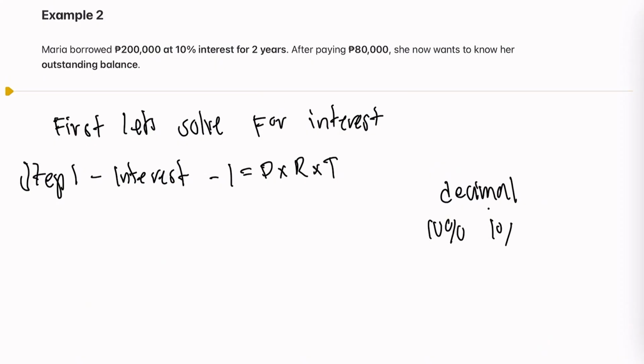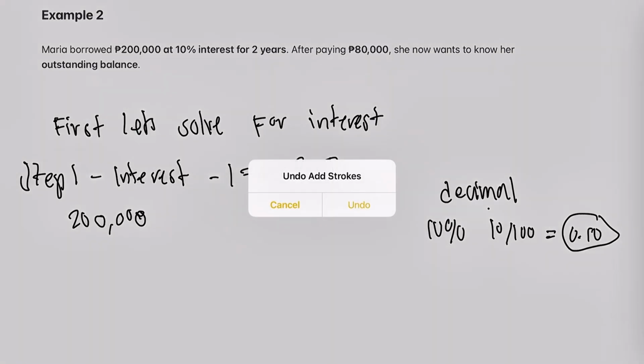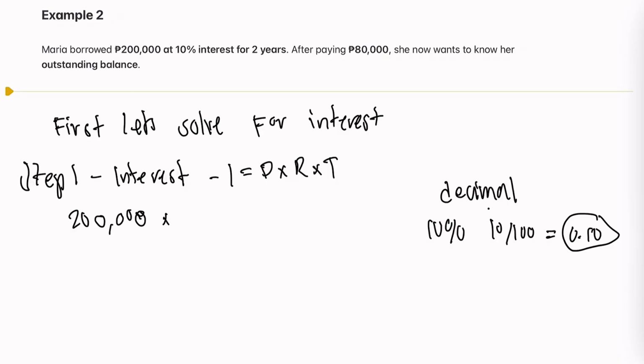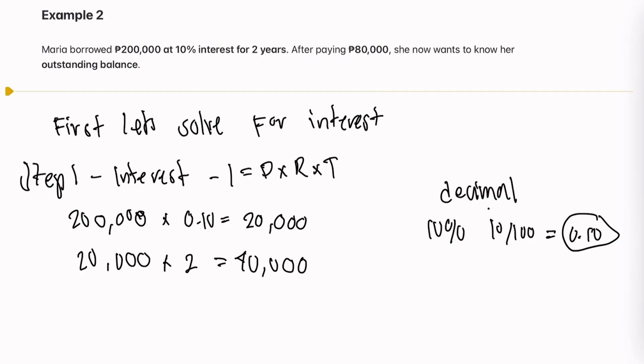Now we have our formula. So let's start changing our percentage to decimal. So 10 divided by 100 equals 0.10. Now, let's substitute our values to the formula. So our P is 200,000 and our R is 0.10 and that is equal to 20,000. So 20,000 times our time, which is 2, is equal to 40,000. Now, that's our interest. Now, let's move on to our step 2.